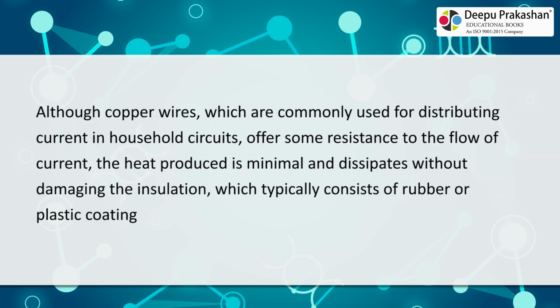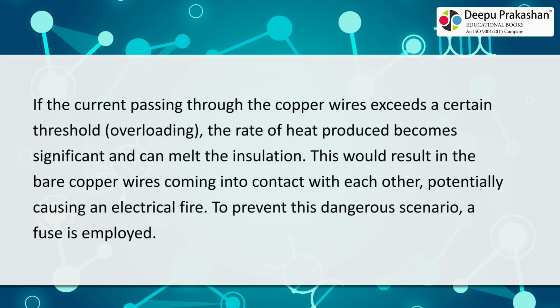Although copper wires, which are commonly used for distributing current in household circuits, offer some resistance to the flow of current, the heat produced is minimal and dissipates without damaging the insulation, which typically consists of rubber or plastic coating. If the current passing through the copper wires exceeds a certain threshold, overloading, the rate of heat produced becomes significant and can melt the insulation. This would result in the bare copper wires coming into contact with each other, potentially causing an electrical fire. To prevent this dangerous scenario, a fuse is employed.